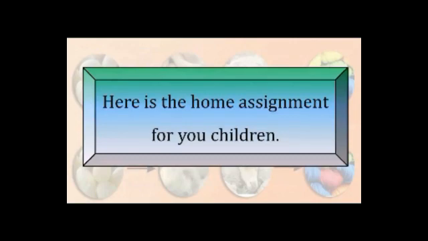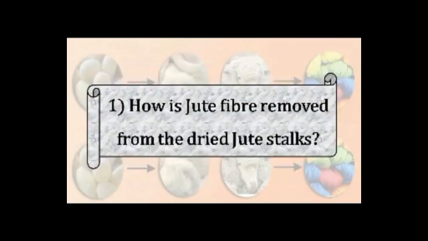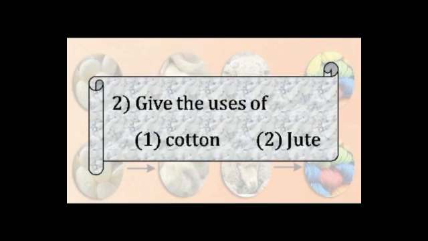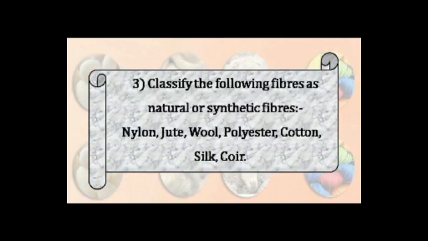Here is a home assignment for you children. First question. How is jute fiber removed from the dry jute stalks? Second question. Give the uses of cotton, jute. Third question. Classify the following fibers as natural or synthetic fibers. Nylon, jute, wool, polyester, cotton, silk, coir.